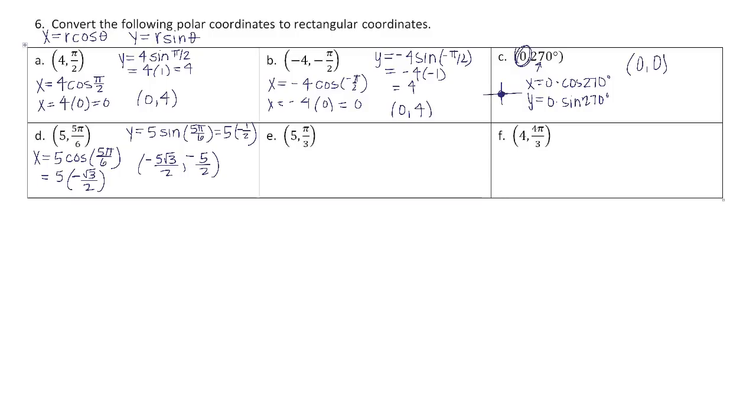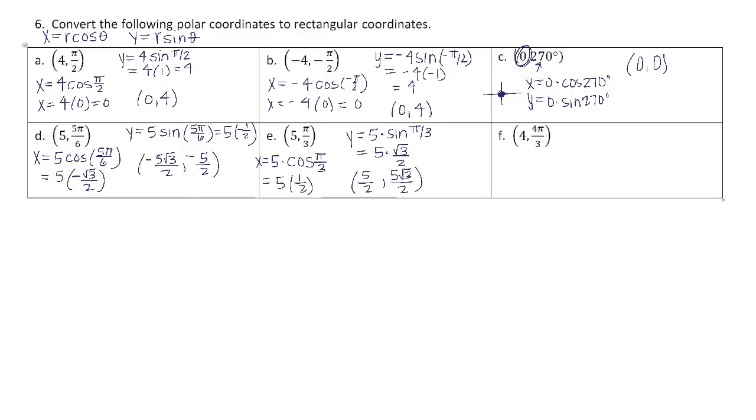Okay, moving on to E. Again, same process. So x equals 5 times cosine of pi over 3. So that's going to be 5 times 1/2. And then for the y, we're going to have 5 sine of pi over 3. So that's going to give me 5 times root 3 over 2. And so now we're ready for our ordered pair, which is going to be 5 halves, comma, 5 root 3 over 2.